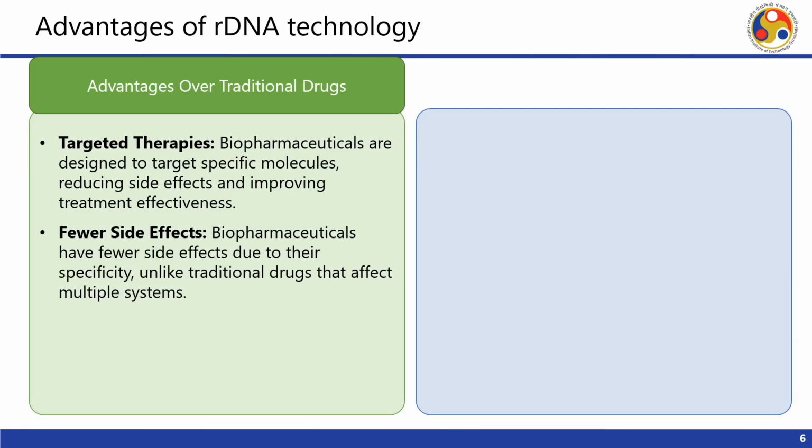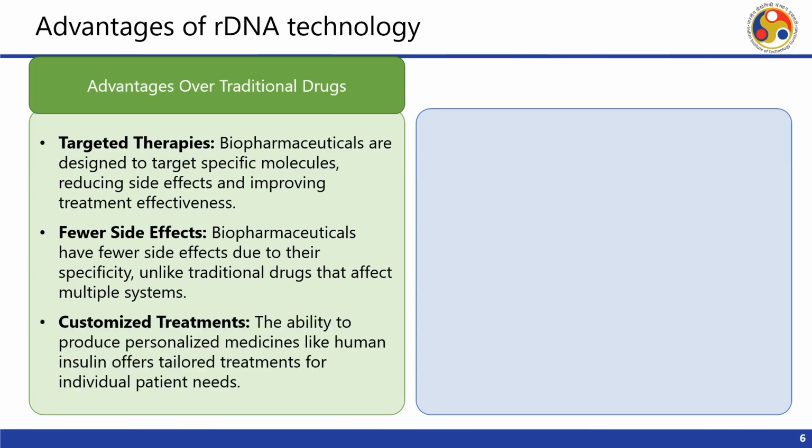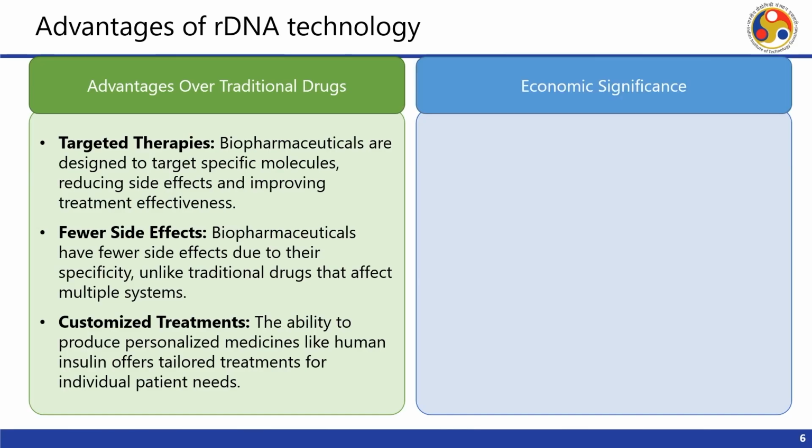There are fewer side effects. Biopharmaceuticals have fewer side effects due to their specificity, unlike traditional drugs that affect multiple systems. And then we can also go for customized treatments. The ability to produce personalized medicines like human insulin offers tailored treatments for individual patients' needs.